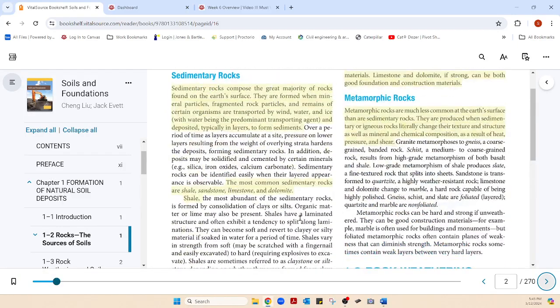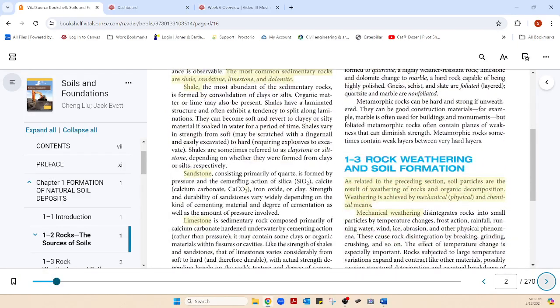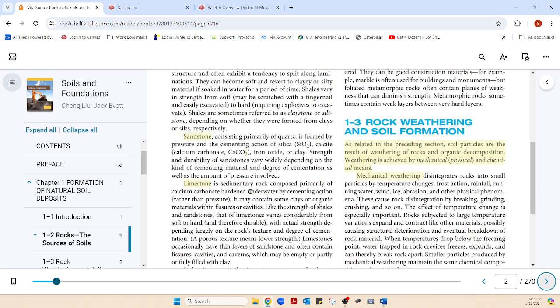Sandstone, now we're still talking about sedimentary. Sandstone consists primarily of quartz. It's formed by pressure and cemented action of silicon oxide, silica, calcite, calcium carbonate, iron oxide, or clay. Limestone, it's a sedimentary rock.